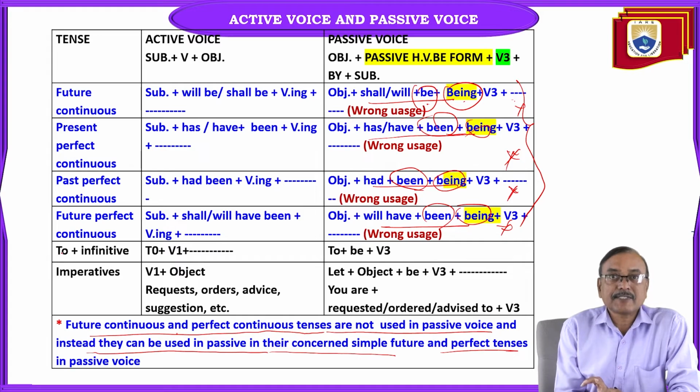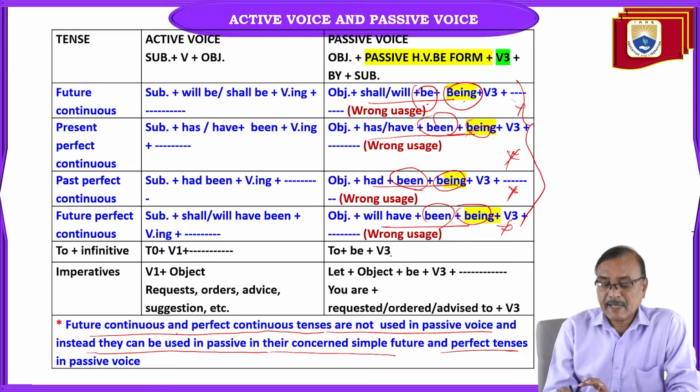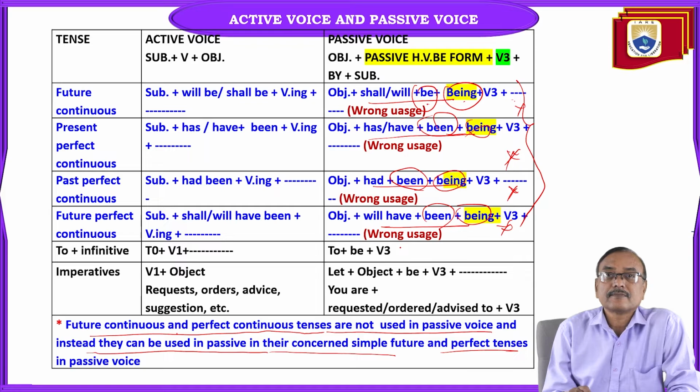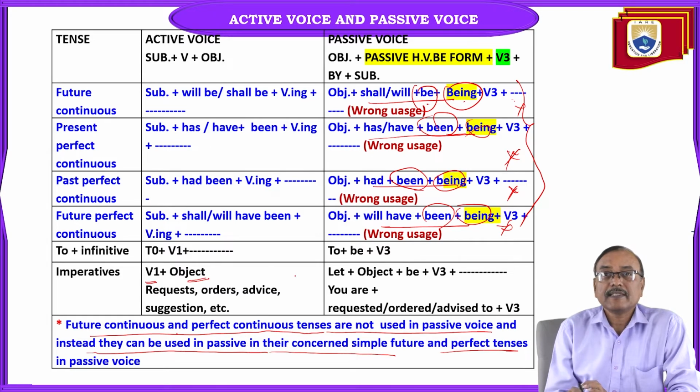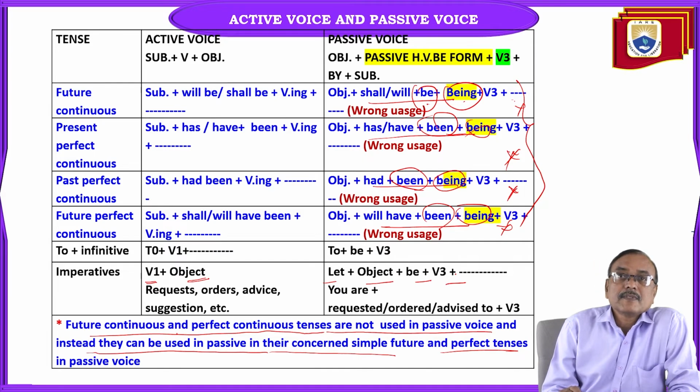If the structure in active voice is to plus V1 (to-infinitive), in passive voice it becomes to be plus V3. Is it clear? If the sentence is imperative, like if it begins with V1 followed by an object, then in passive voice it becomes let plus object plus be plus V3 form. Okay, this is the structure.